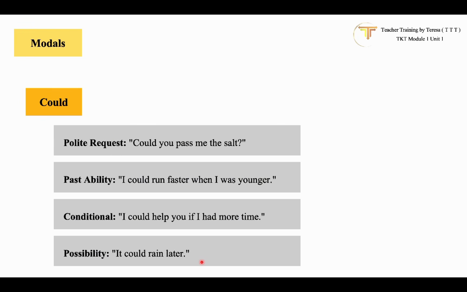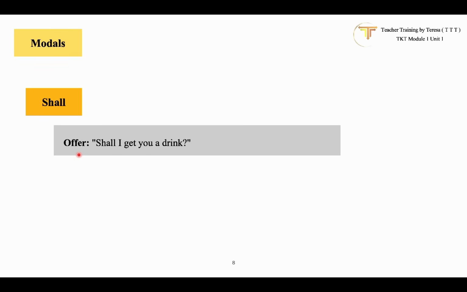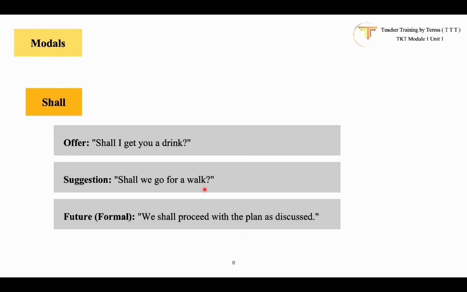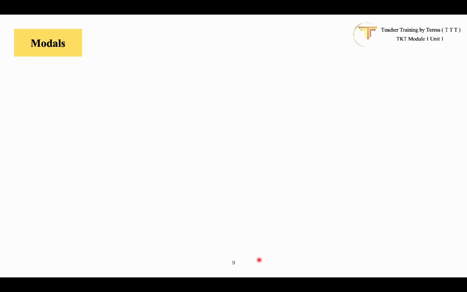Possibility, it could rain later. Shall. Offer, shall I get you a drink? Suggestion, shall we go for a walk? Future, formal, we shall proceed with the plan as discussed. Determination, I shall complete the task by tonight.